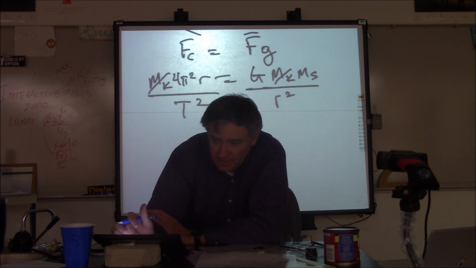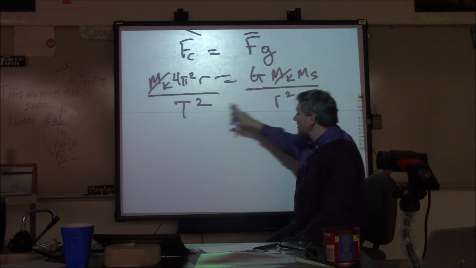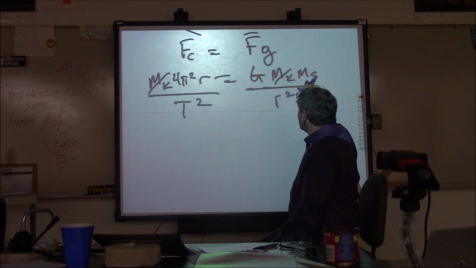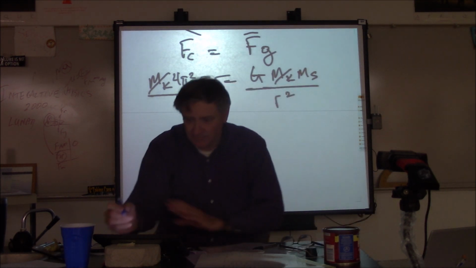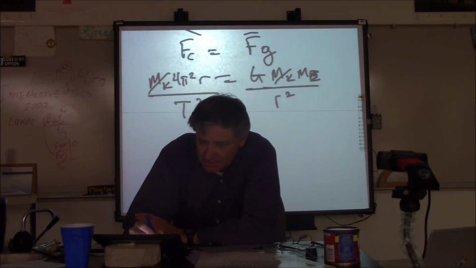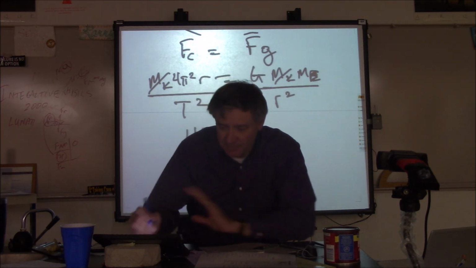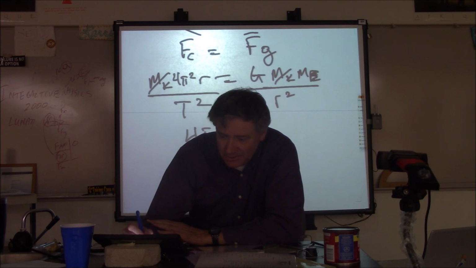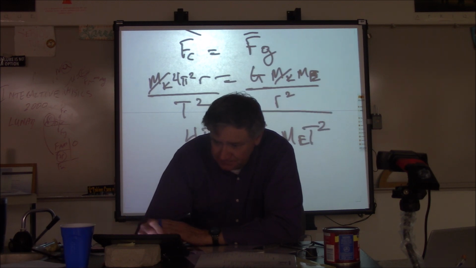So, what I'm going to do at this point, I'm going to cross multiply. I'm going to take 4 pi squared r times r squared, and then I'm going to have big G, mass of the Earth, times t squared. That's going to be Earth. So I'm going to have 4 pi squared, this is the pirate's favorite equation, because it's 4 pi squared r cubed equals big G, mass of the Earth, times t squared.